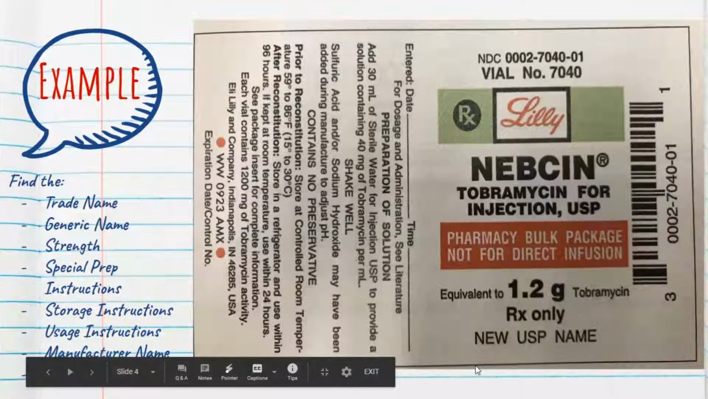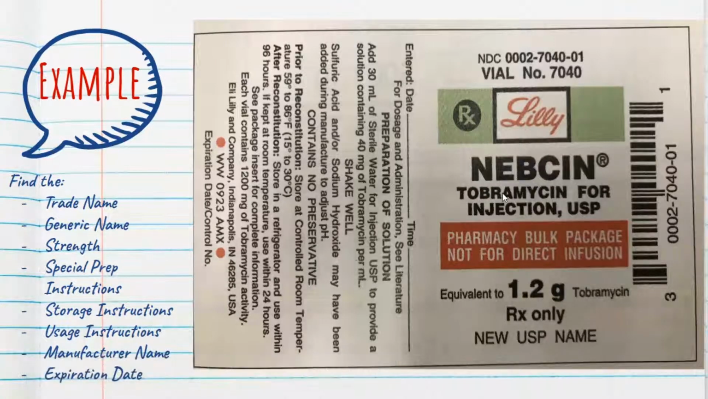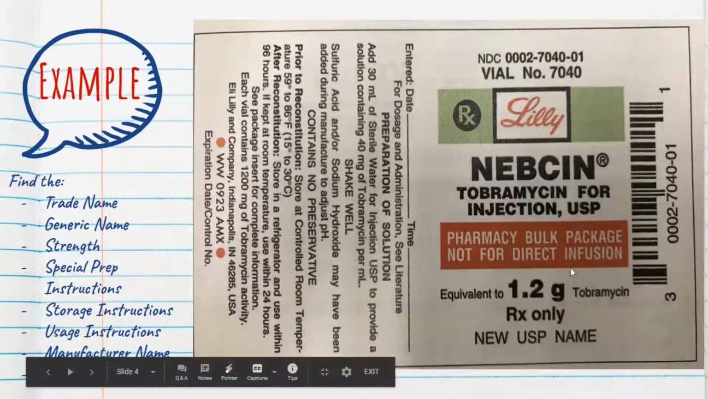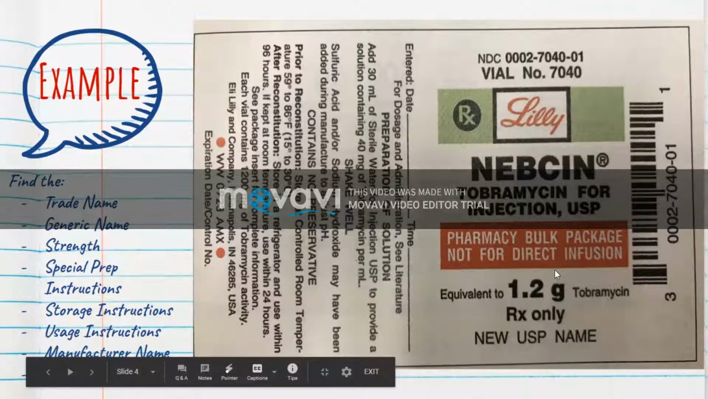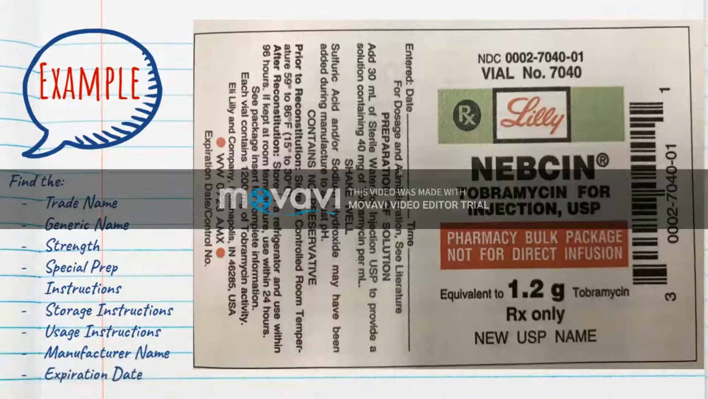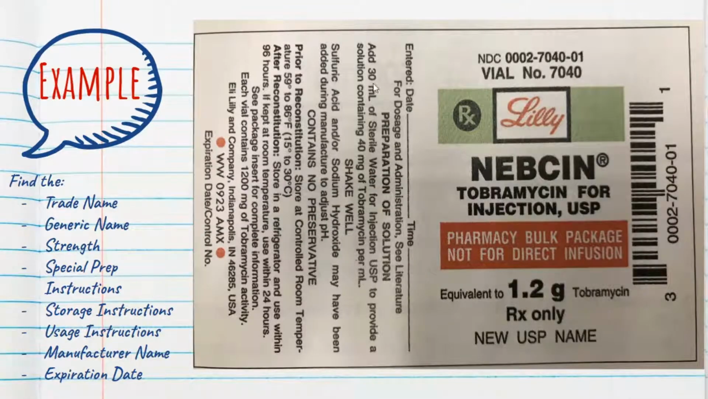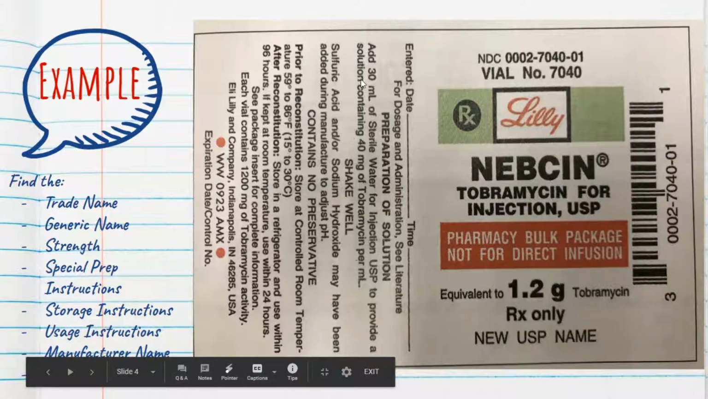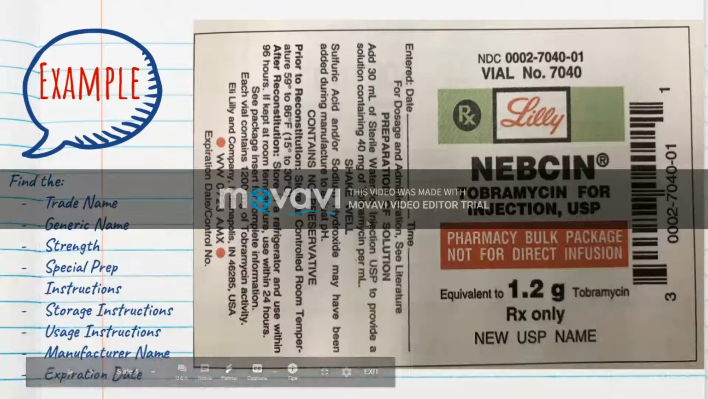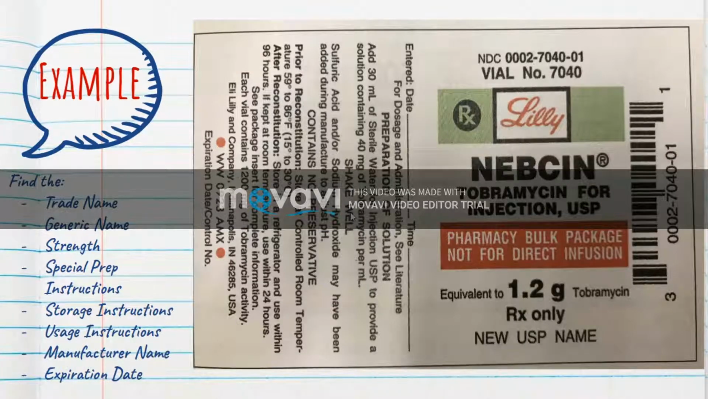Okay, here's another example. Look right here, you can see the trade name, Nebcin, and the generic name, tobramycin. Look at the strength of the medication. We'll look over here in the fine print for the special preparations. We're going to add 30 mLs of sterile water for injection to provide a solution containing 40 milligrams of tobramycin per mL. Shake well.